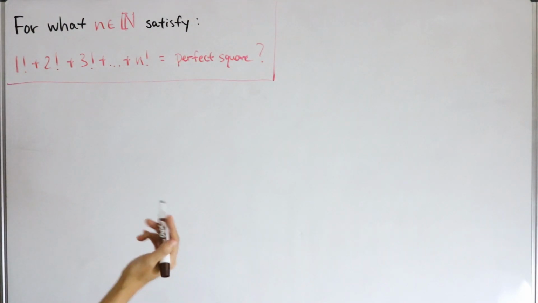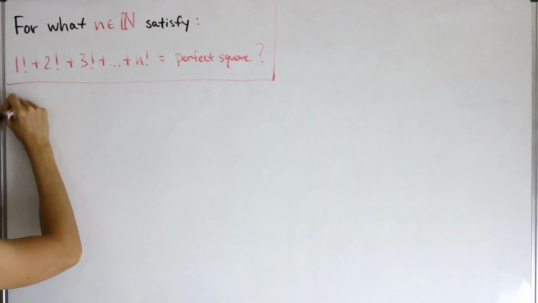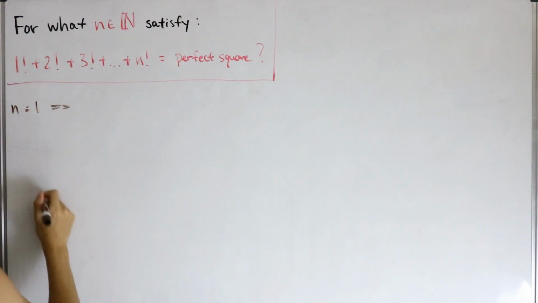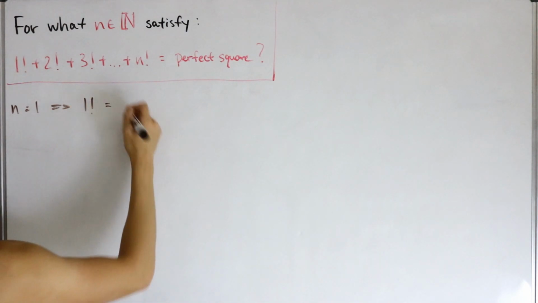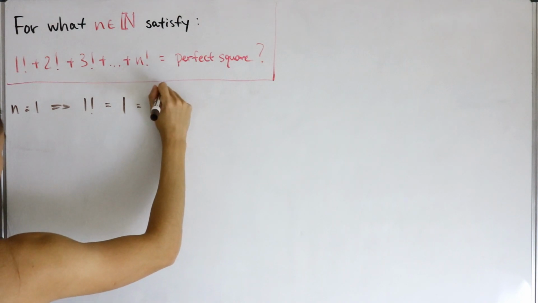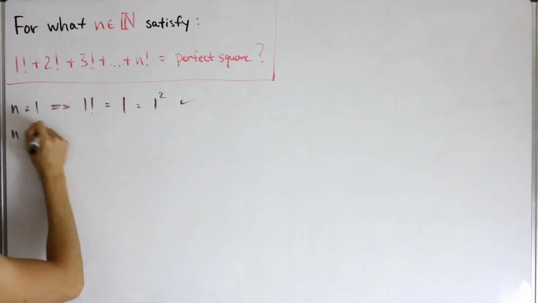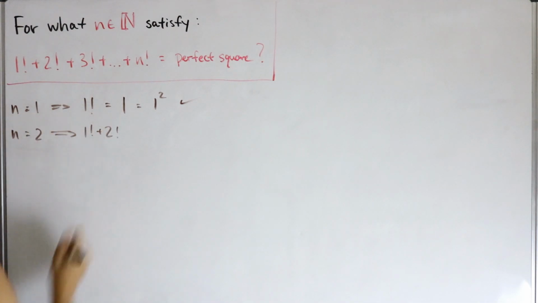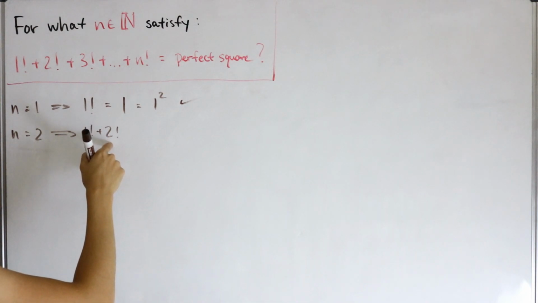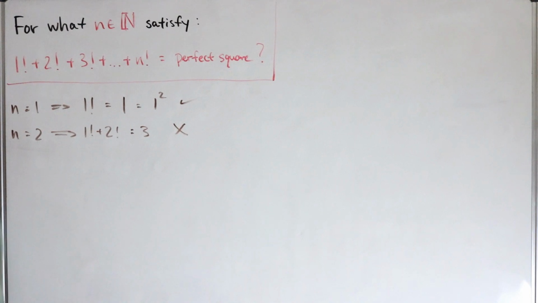So the initial step, let's start off with n equal to 1. Then I have 1 factorial, which of course is equal to 1, which is the same thing as 1 squared. So that checks out. If we try n equal to 2, that means I have 1 factorial plus 2 factorial. So 1 plus 2 times 1, that's 3. That means this does not form a perfect square, so n equals 2 does not work.